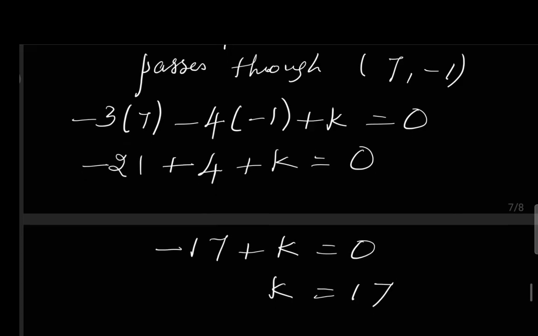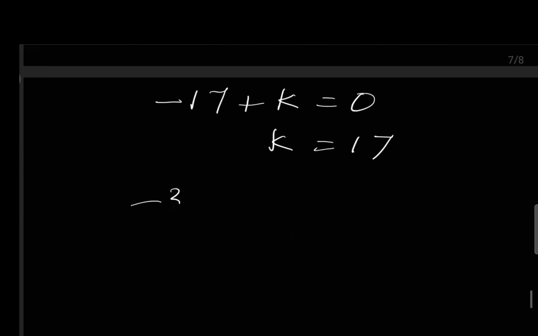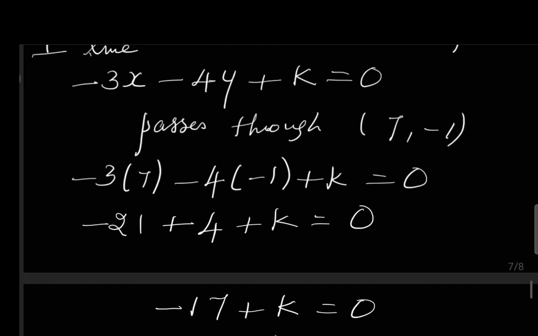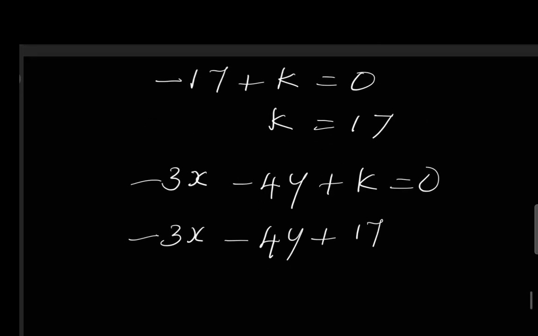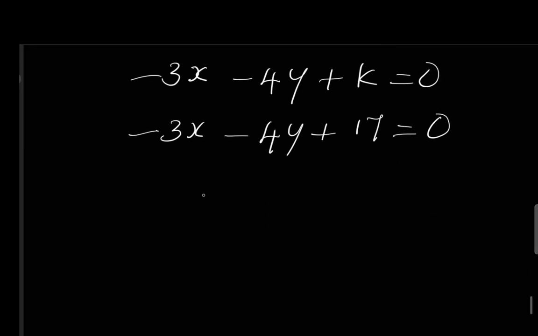You take this equation, minus 3x minus 4y plus k equal to 0, the equation of the perpendicular line. So replace k as 17: minus 3x minus 4y plus 17 equal to 0. So change the sign for all the terms. Plus 3x plus 4y minus 17 equal to 0. So this is the required equation.